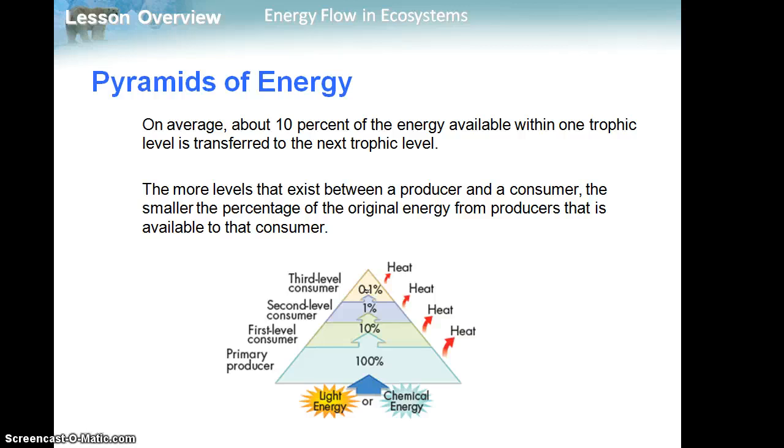We can only have so many levels. Some will have a fourth level consumer up here, but we won't get into a fifth, sixth, seventh, eighth level consumer because there's not enough energy. There's only 0.1% energy left from our original 100% that we had down with our primary producers.